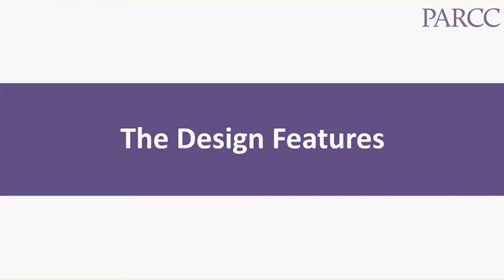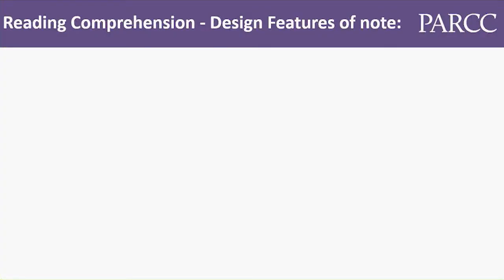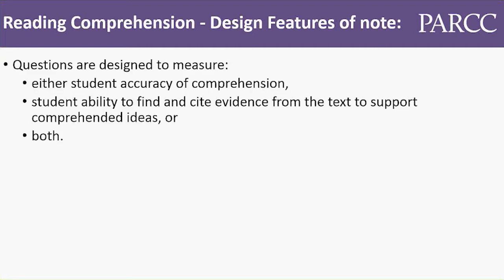So let's talk a little bit about the design features for the reading comprehension assessment. First, it's important to recognize that the questions are designed to measure either student accuracy of comprehension or the student's ability to find and cite evidence from the text to support the ideas that they've comprehended, or both. This is really important because knowing whether students are accurate or able to draw evidence from a text, or whether they're able to do both of those, really will change the approach for instruction in the classroom.